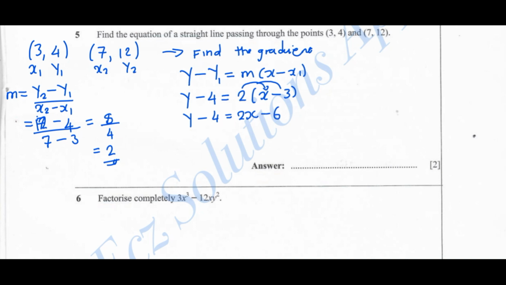Then what we do here, we are going to collect the like terms. Now the like terms here, we just have to make sure that the -4 shifts to the other side and the sign will change. So y is equal to 2x minus 6, then plus 4. Then our final answer will be 2x minus 2. We are going to subtract due to different signs.